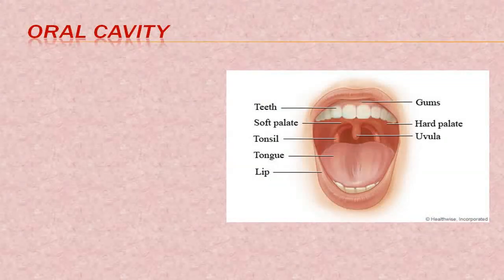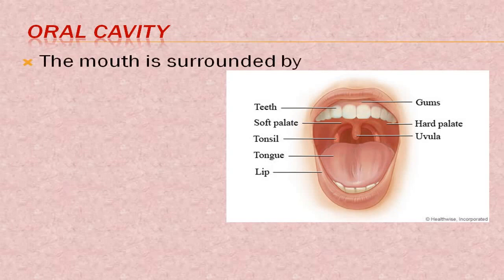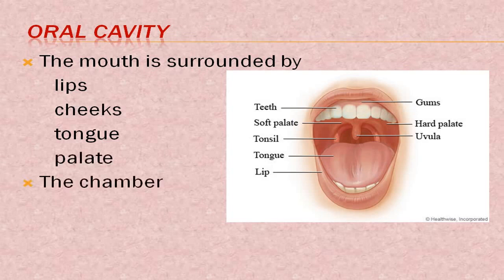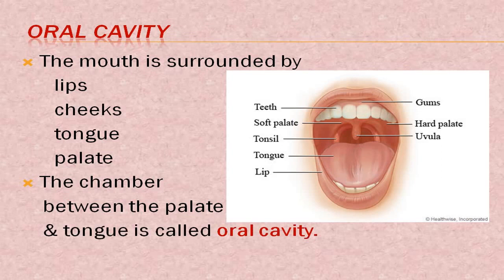Now the oral cavity. The mouth is surrounded by lips, cheeks, tongue, and palate. The oral cavity is the chamber between the palate and tongue. As you can see in this figure, this is the oral cavity that is bounded by lips, has teeth, the roof is palate, and on the floor is the tongue.